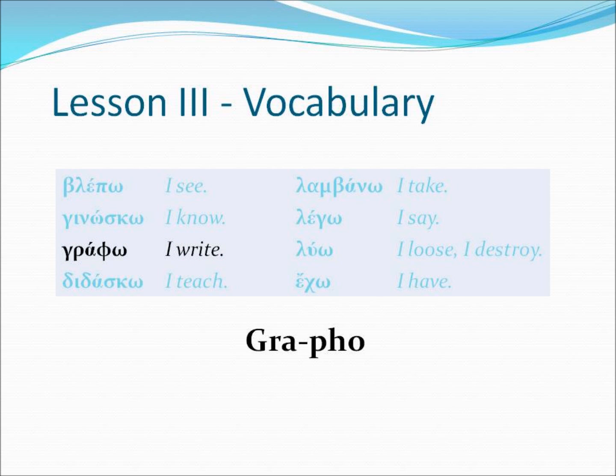The next word is grapho. Grapho. It means I write. You've seen words in English, graphics or graphite. It all derives back to this Greek word grapho. Gamma, rho, alpha, phi, omega. Grapho. I write.